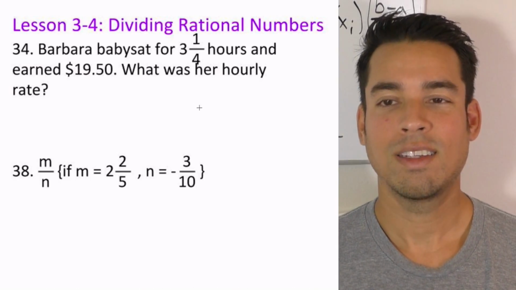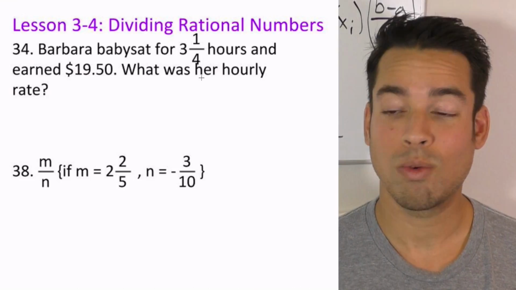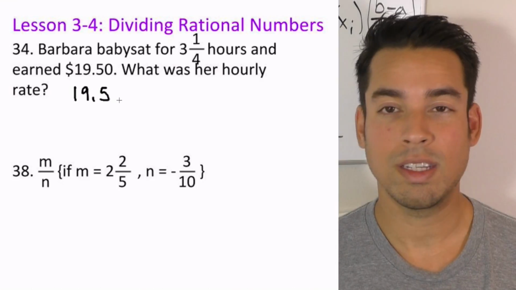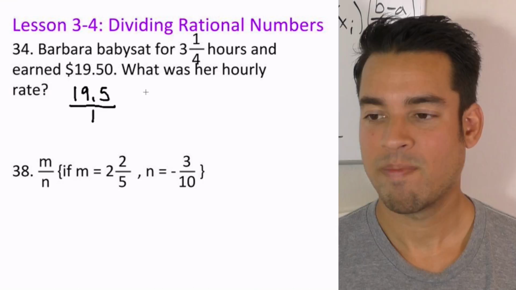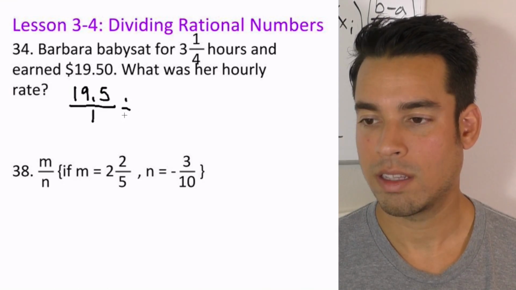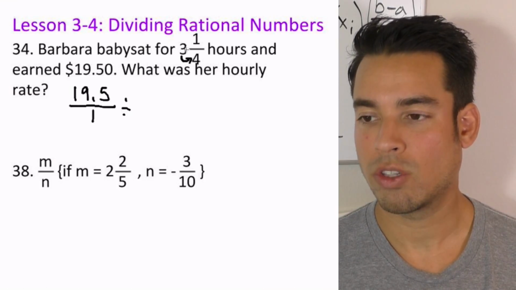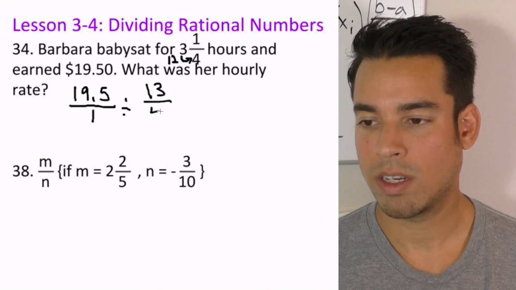So we got to divide this total number by the number of hours that she worked to get the hourly rate. So we got 19.5. That 0 there, we don't need it. Doesn't matter. Over 1. Okay, divided by 3¼, I'll write it out like this. But before we put that in there, always convert to an improper fraction. 3 times 4 gives us 12. We add that to the numerator. 12 plus 1 equals 13 over, and keep that denominator the same.